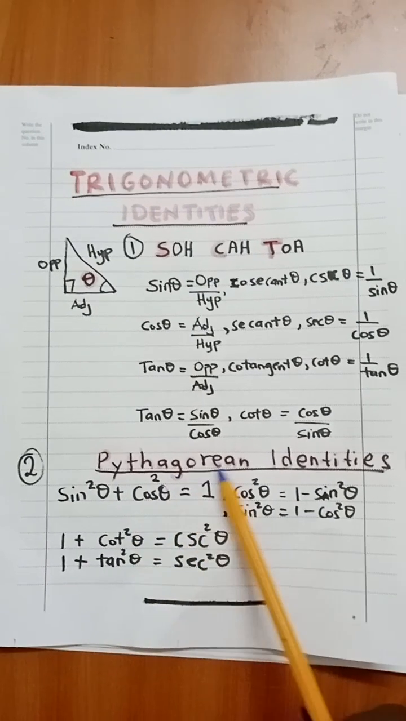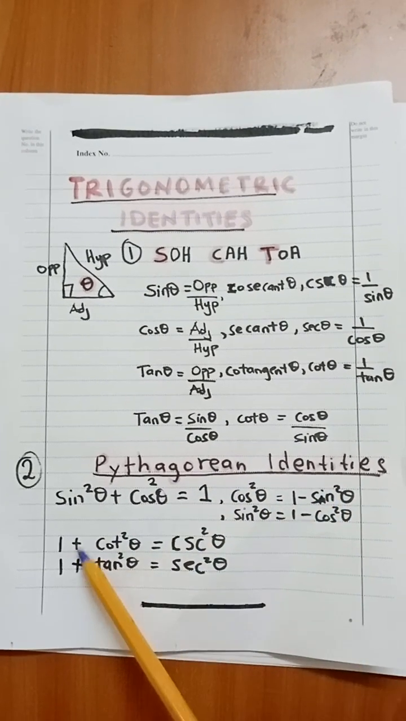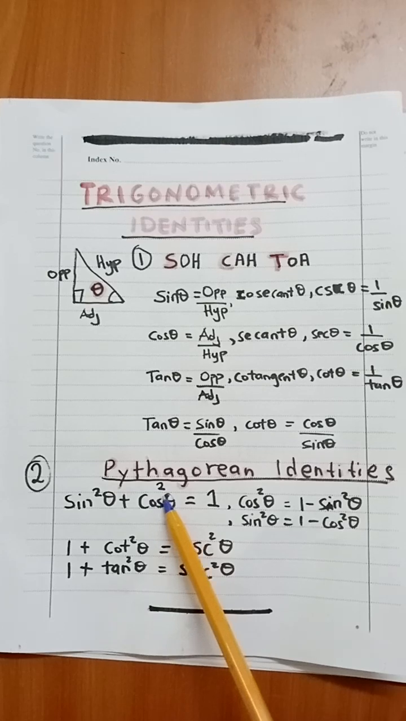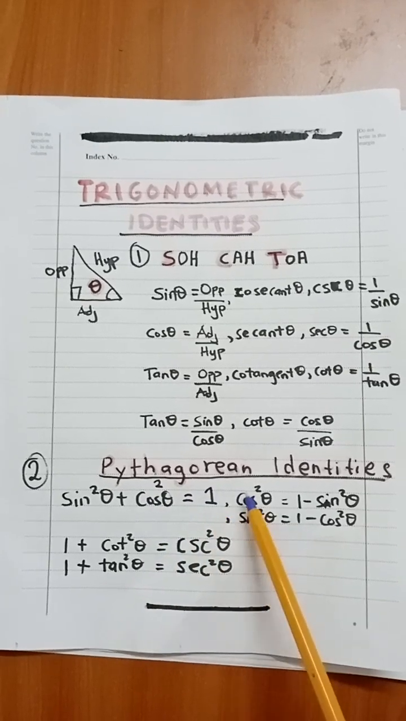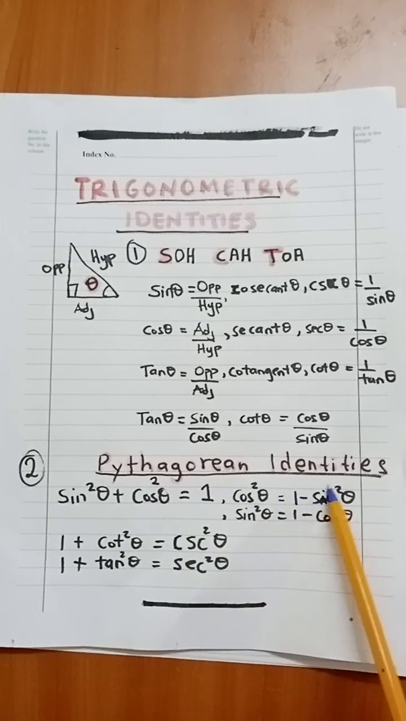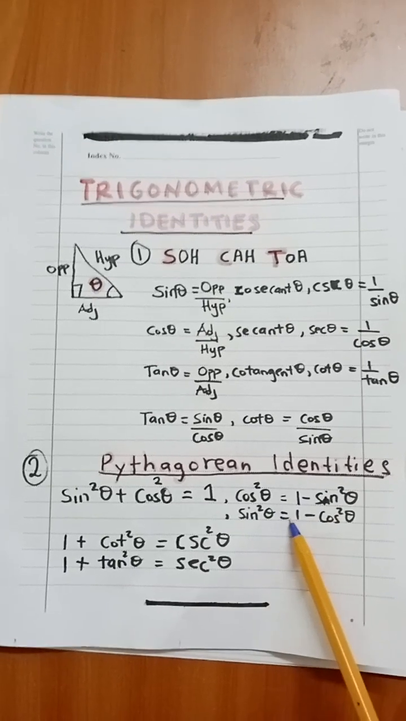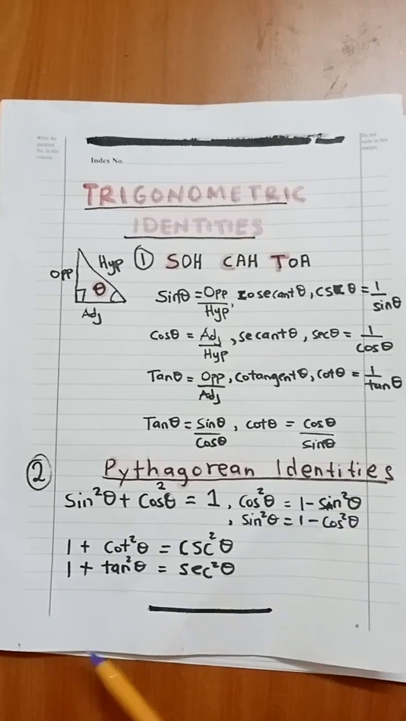The next one is called the Pythagorean identities, and you have sin squared theta plus cos squared theta equals 1. Therefore, cos squared theta equals 1 minus sin squared theta, and sin squared theta is equal to 1 minus cos squared theta.